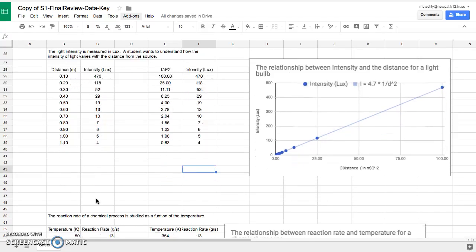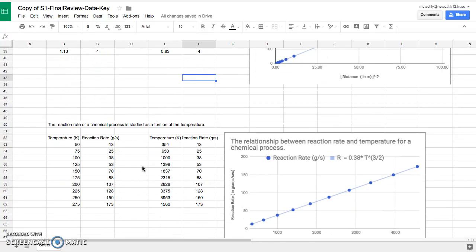Okay, and then on the third one, you can just skip it. It turns out that you have to graph the temperature to the 3/2 power to get a straight line, and that's a little more complicated than I intended. So just skip that one.